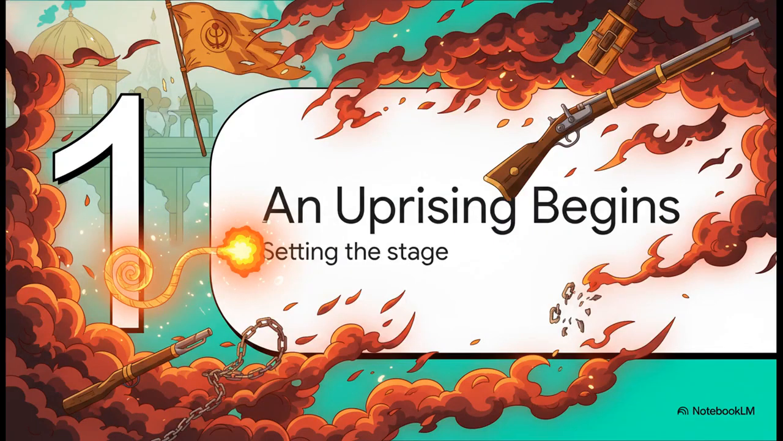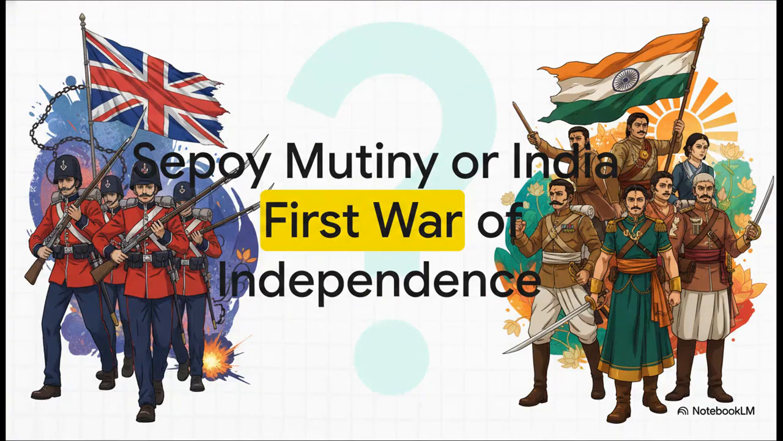Okay, let's get into Section 1, the spark. How did this massive, sprawling revolt actually get started? After decades of simmering anger, what was the one thing that finally lit the fuse? And right off the bat, we're hit with a classic historical debate, and it's a huge one for essay questions. Was this just a sepoy mutiny, as British historians first called it, trying to downplay it as a small military affair? Or was it, as Indian nationalists later argued, the first war of independence? Getting a handle on this debate is absolutely key to framing your answers well.